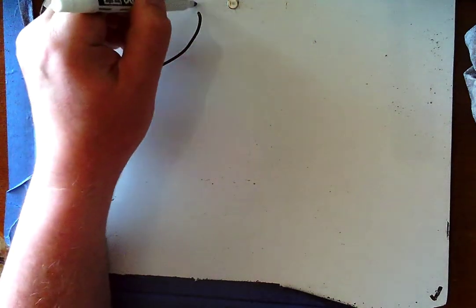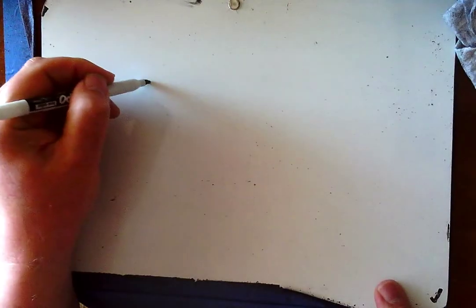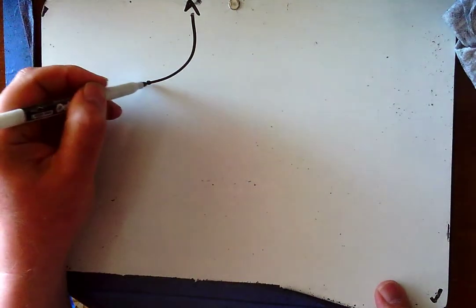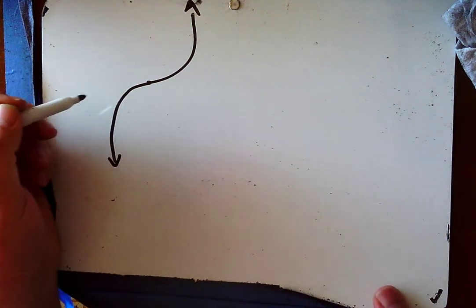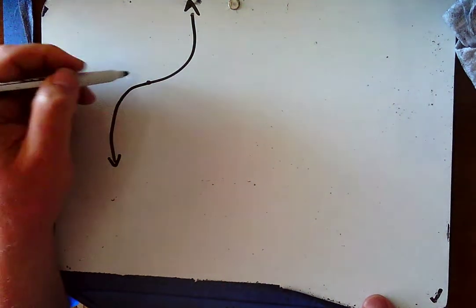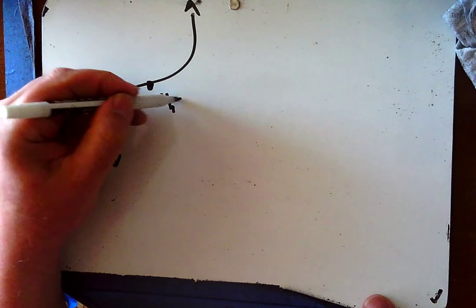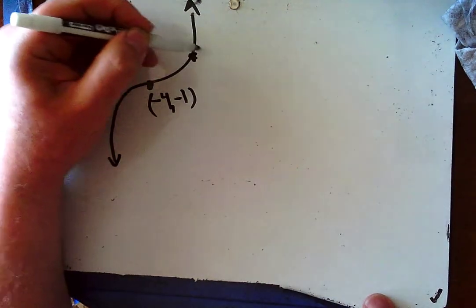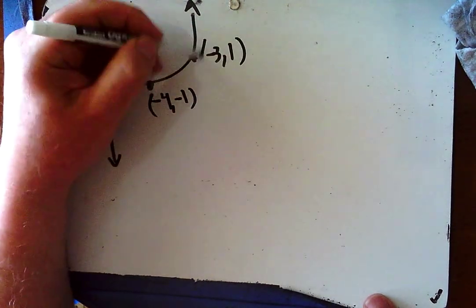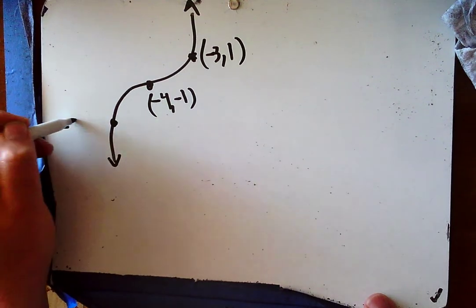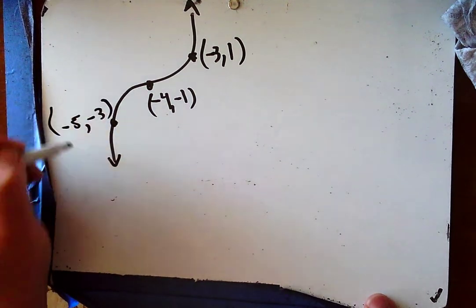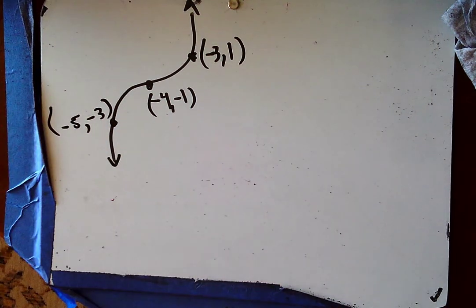So in this situation, we're going to be given a graph like this one. This point is negative 4, negative 1. This point is negative 3, positive 1. And this point is negative 5, negative 3. And we're going to be asked to write the equation for this.